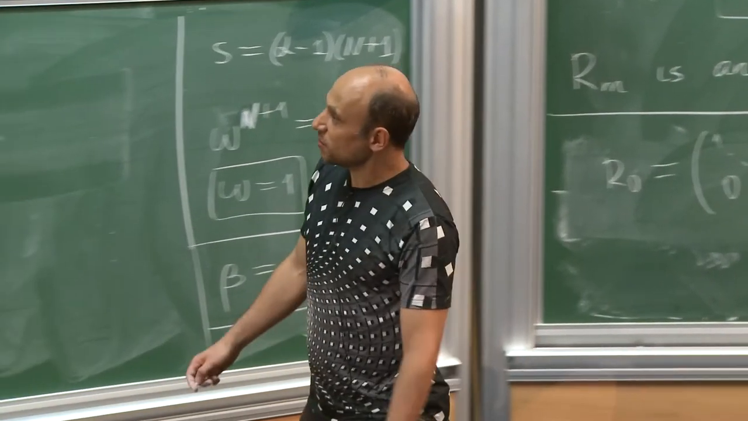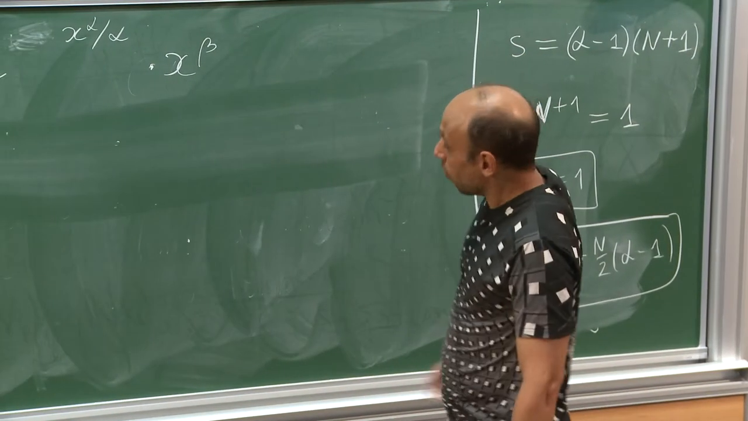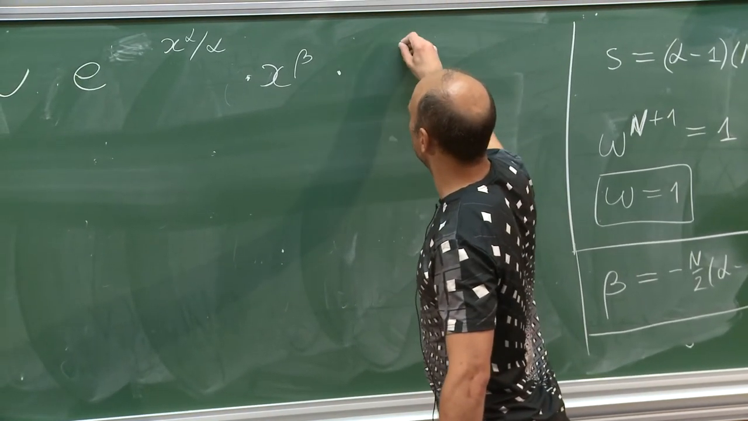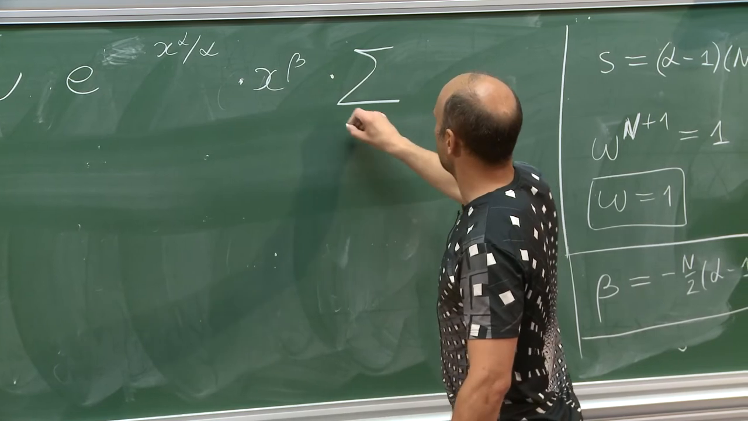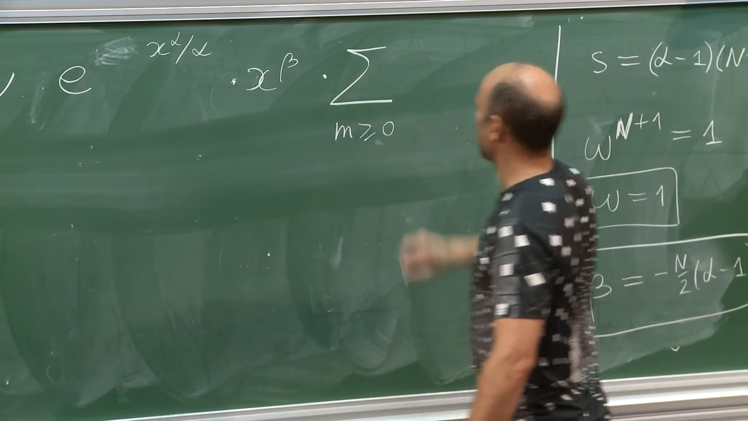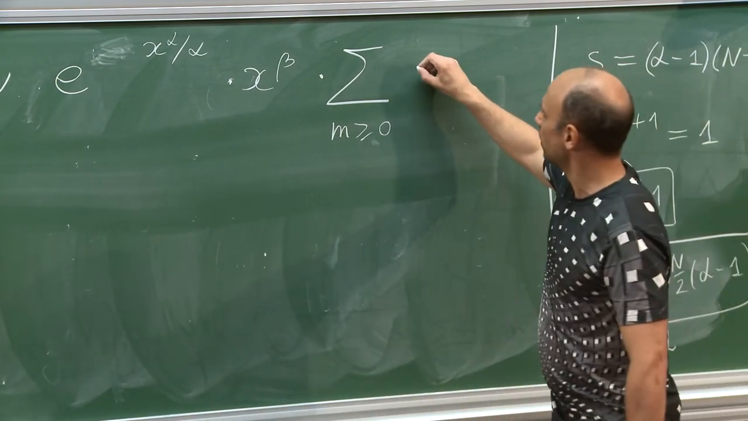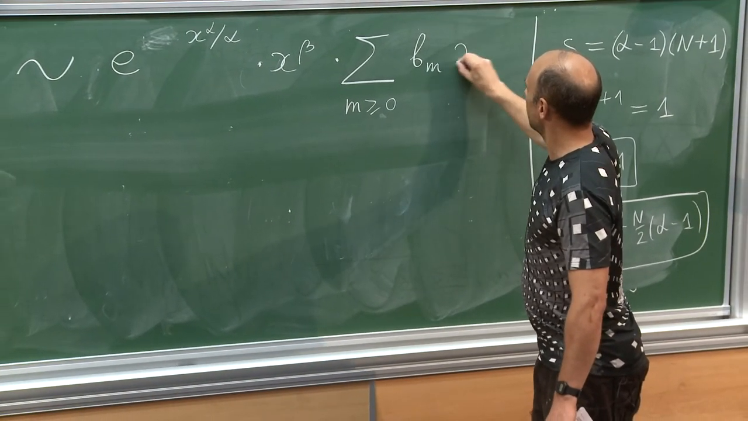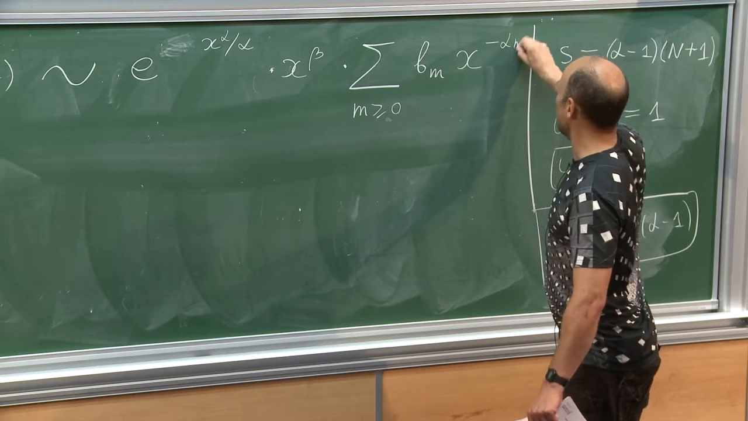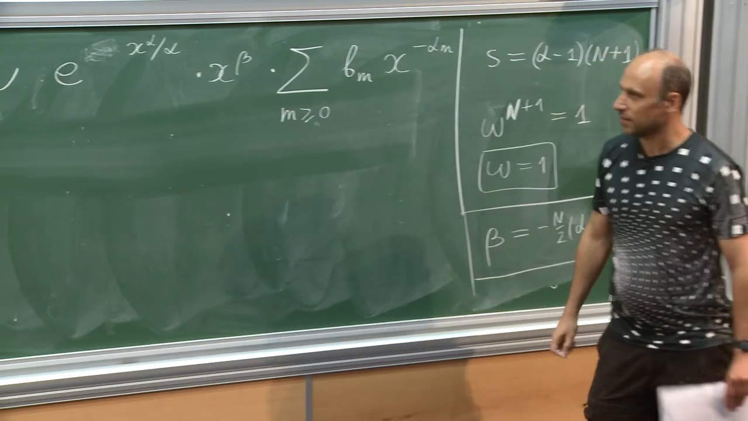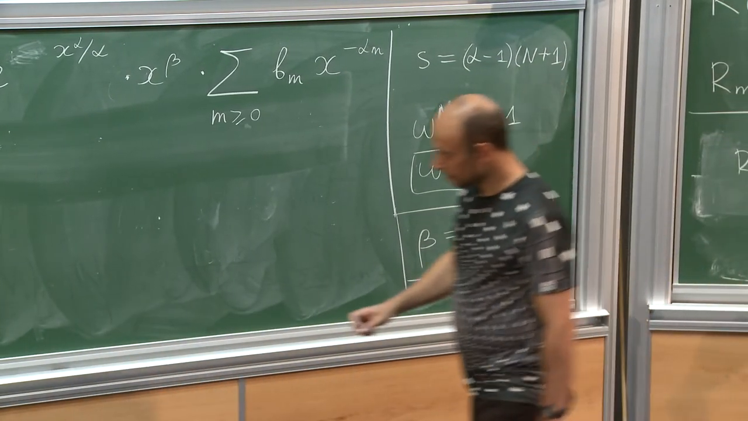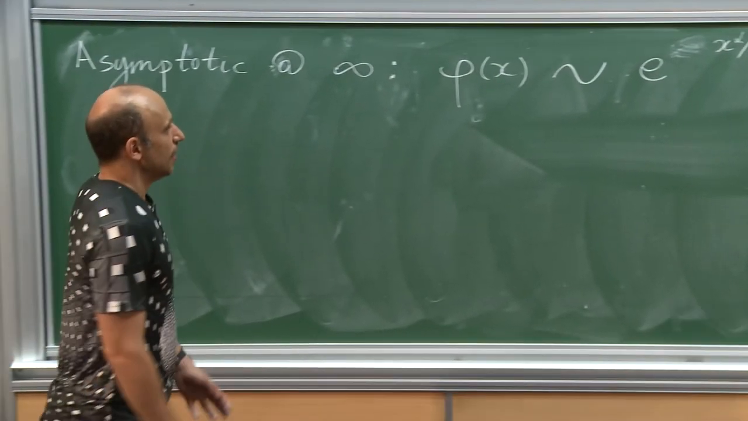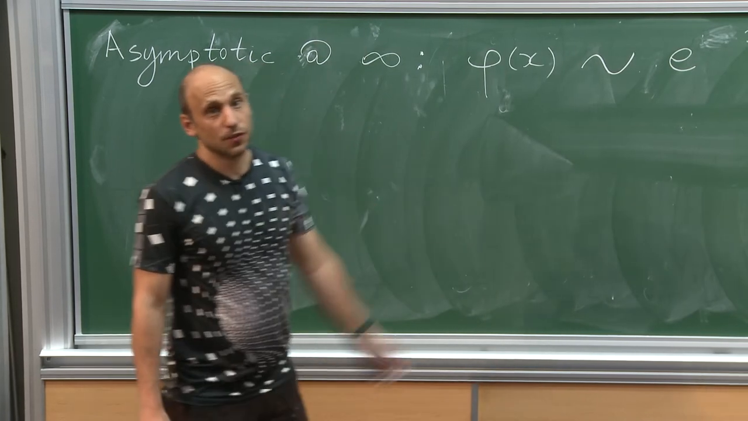Okay, so this is the asymptotic for all solutions, or almost all solutions, of this differential equation. And if I want the whole asymptotic expansion, it will have the form sum for m greater than or equal to 0, b_m x to the power minus alpha m. And then you can take derivatives of this.